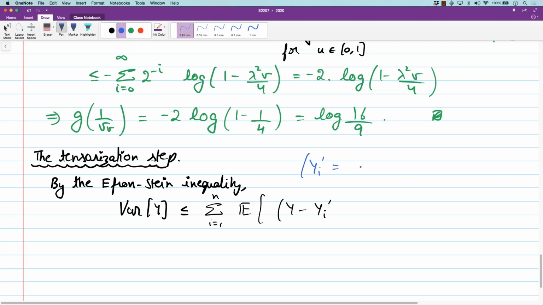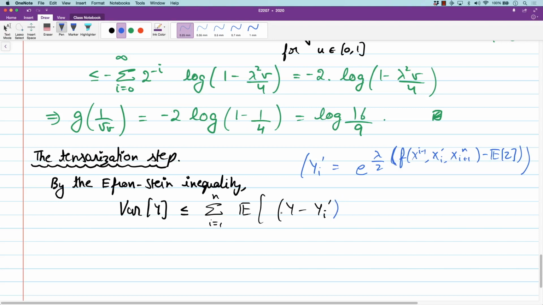Yi prime is equal to e to the power lambda by 2. The function was z minus expected value of z, and so this will become f of x1 to xi minus 1, xi prime, xi plus 1 to xn, minus expected value of z. That's what this quantity here is.